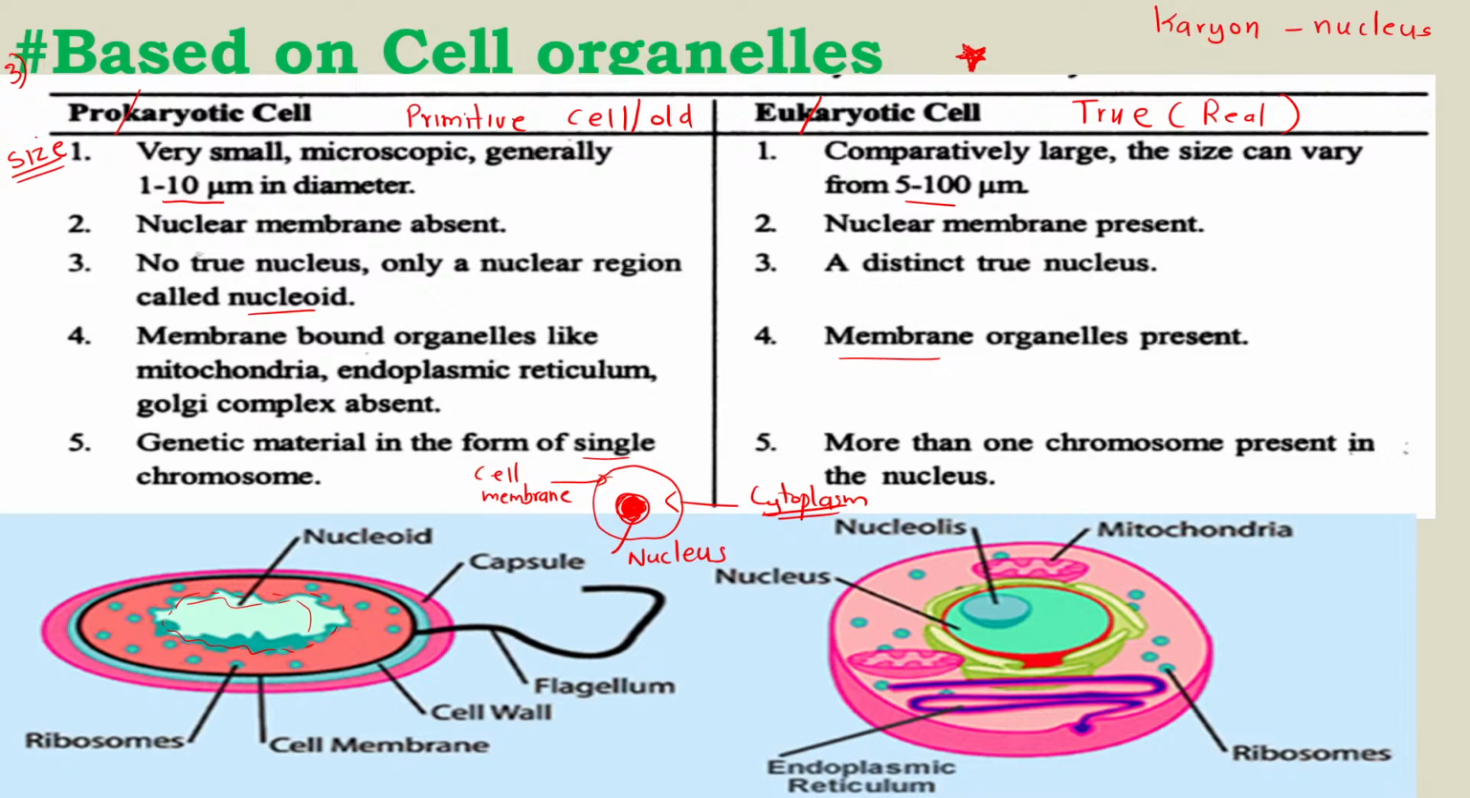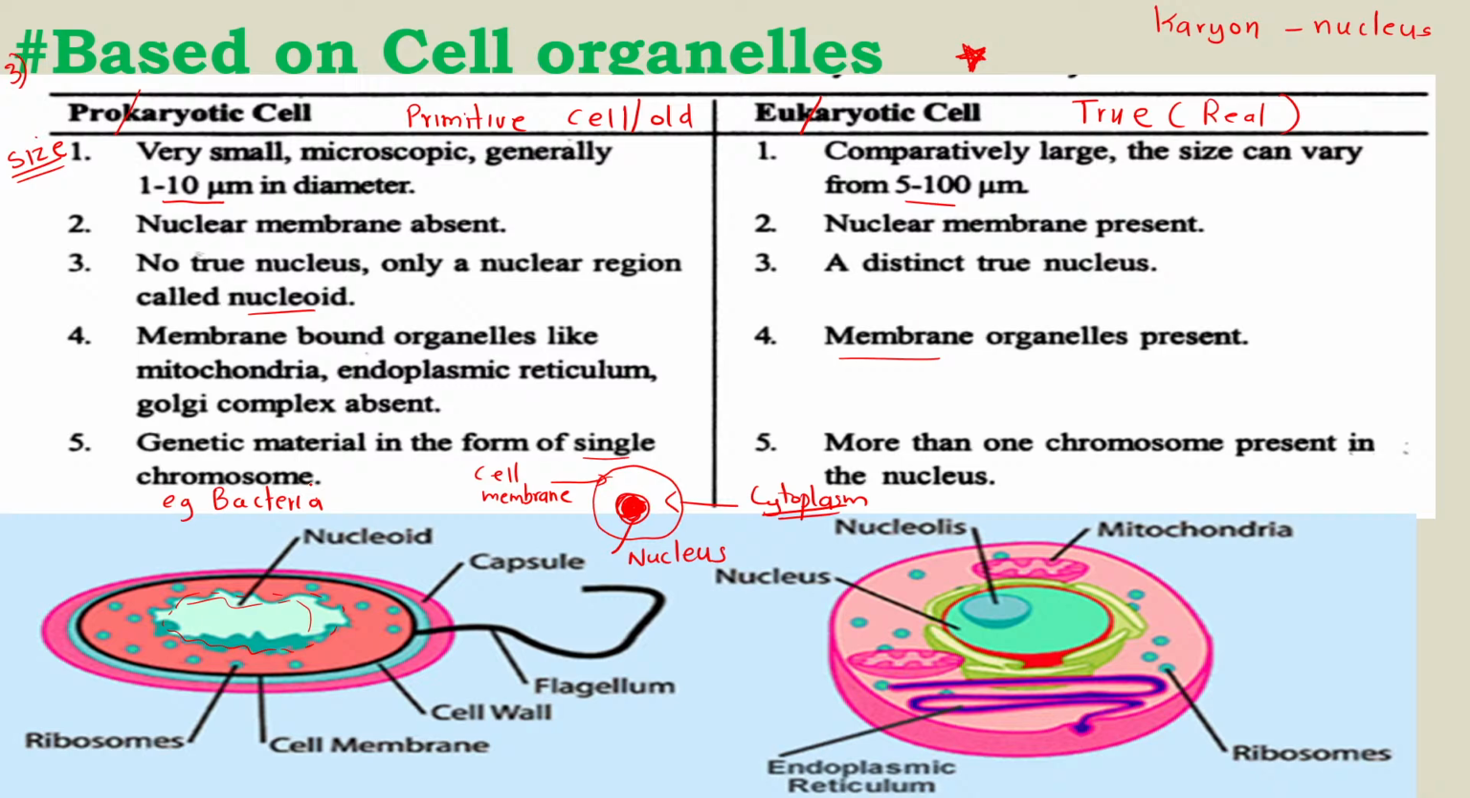And which type of microorganism? That's the primitive one, the older one. Those are organisms like bacteria. Examples are bacteria. Bacterial cells are mostly prokaryotic cells. These are a few examples here. And certain blue-green algae also come under prokaryotic cells.